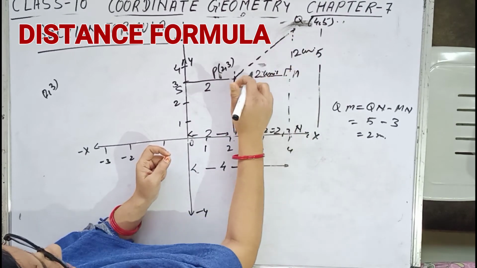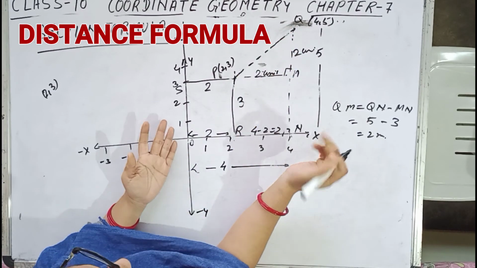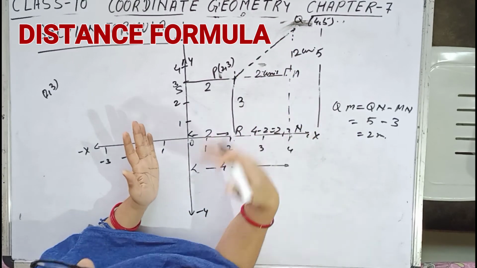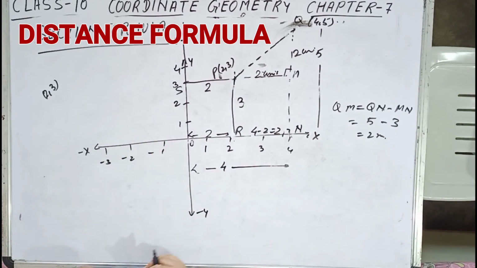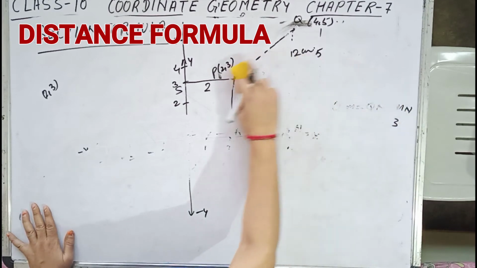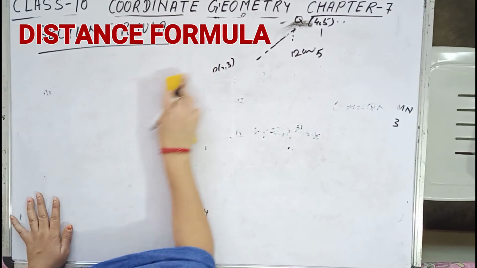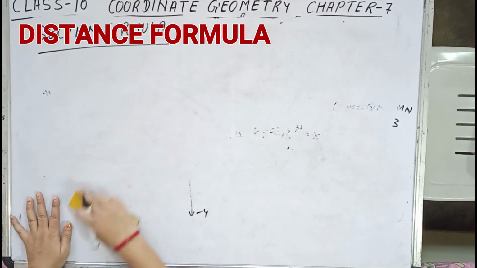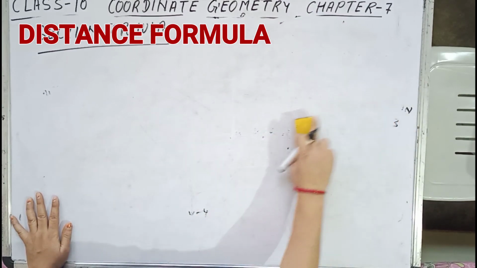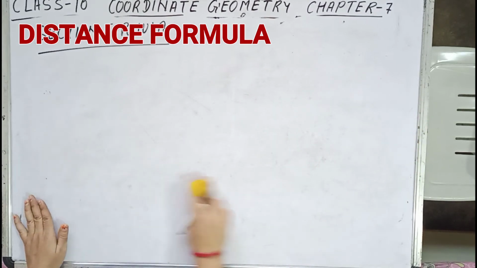So in this right angle triangle, we can get the length of PQ using the Pythagoras theorem. Now I think you understood, and we have arrived at the formula as well. The formula says that the distance between the two points (x1, y1) and (x2, y2) is the square root of (x2 minus x1) whole square plus (y2 minus y1) whole square. So let us write the statement first.